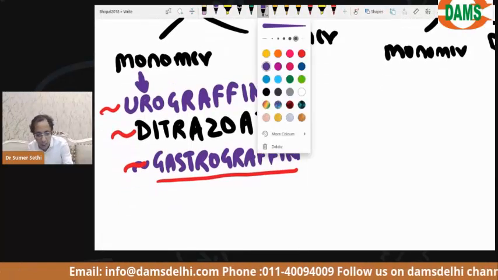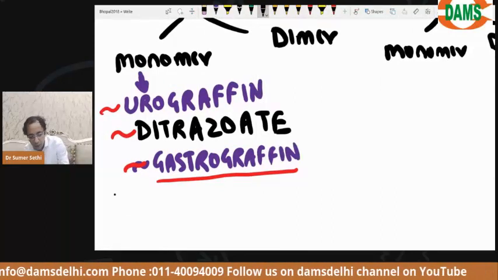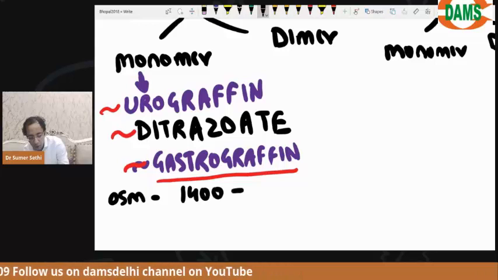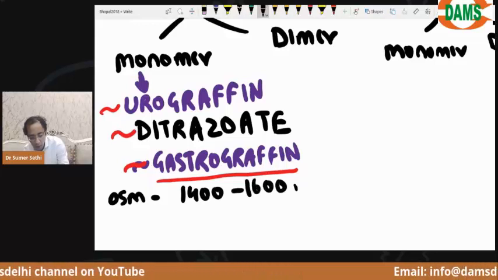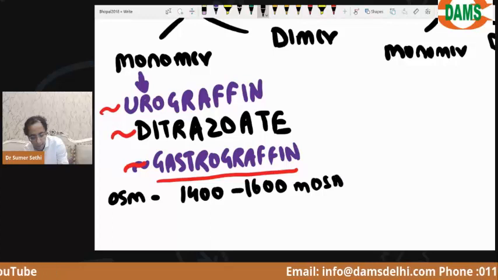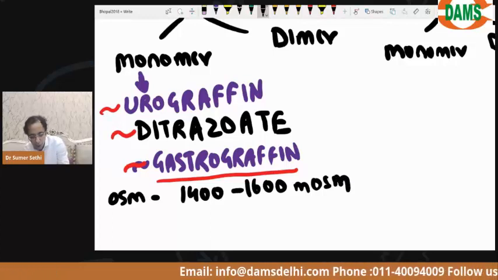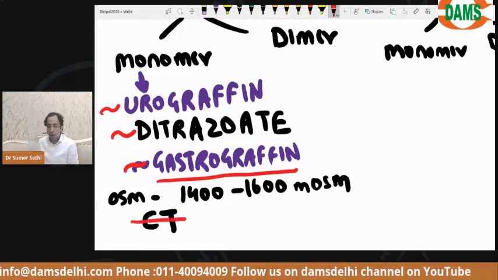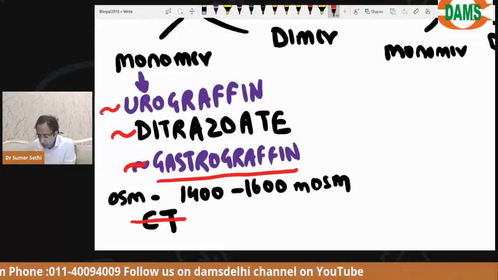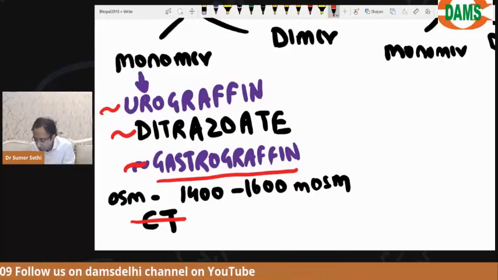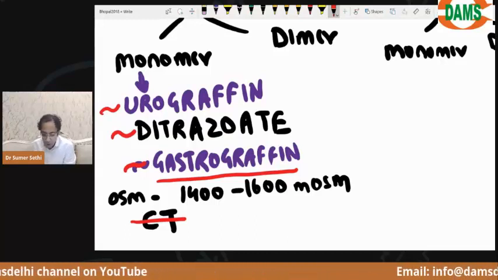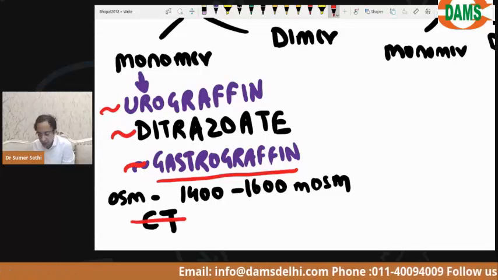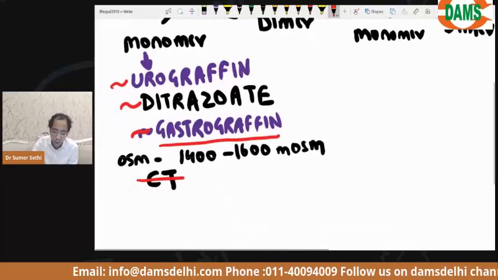This dye has an osmolarity of 1400 to 1600 milliosmol. So nowadays we don't use it in CT any longer. Ionic monomers like gastrografin, urografin are not used in CT. We are not using them IV because of high osmolarity. We have high osmolarity and they will have more side effects.